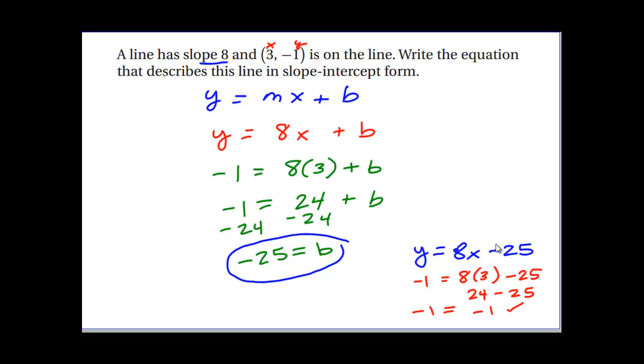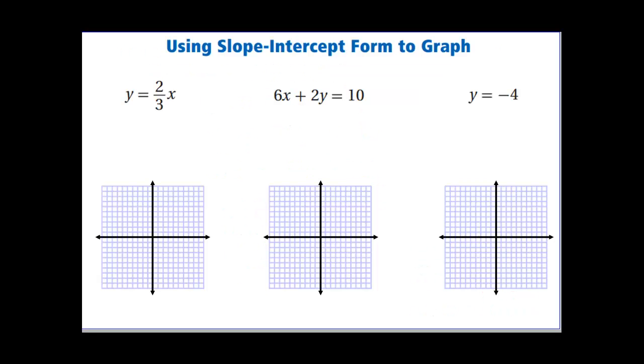It checks. So again, we have to identify what we know, and then how we substitute those values into our slope-intercept form, our equation, and then solve for what we're missing, which in this case was the y-intercept, or b. In these final examples, we're going to use the slope-intercept form to graph.